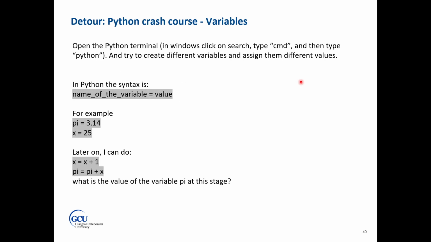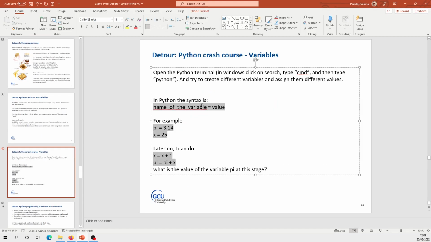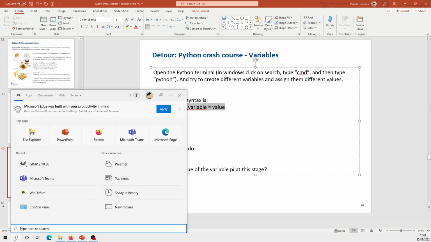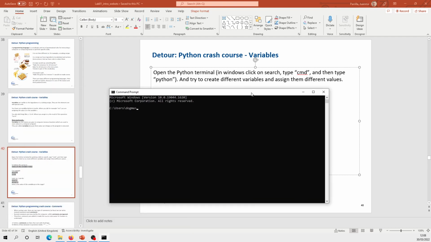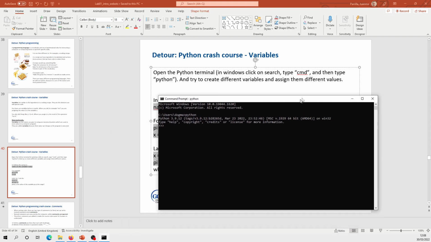So now you can do something to test by yourself. I'm going to click escape here, and then you can open a Python terminal. In order to do this in Windows, you are going to type cmd. Let's see if it appears here, cmd. And then you will get the command prompt like this. And now you can type python, and you will get the Python interpreter like this.